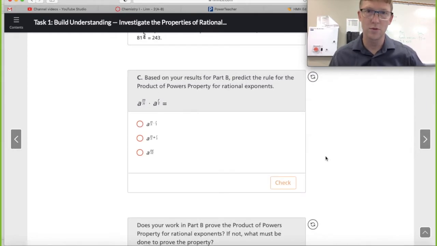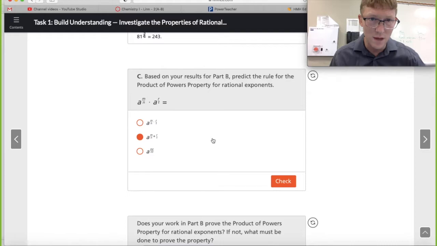So based on your results for part B, predict the rule for the product of powers property for rational exponents. Didn't we already go over that? Whatever. Since they're being products, it doesn't matter whether it's a fraction or not. It's the same thing. You're just going to add those together.